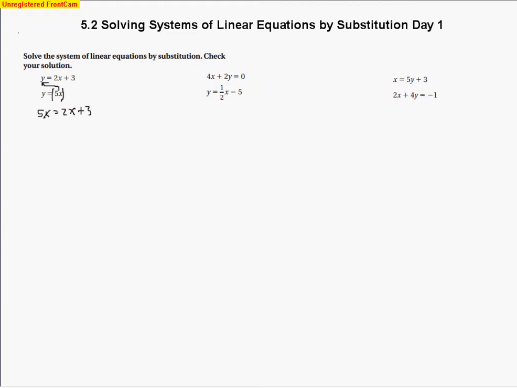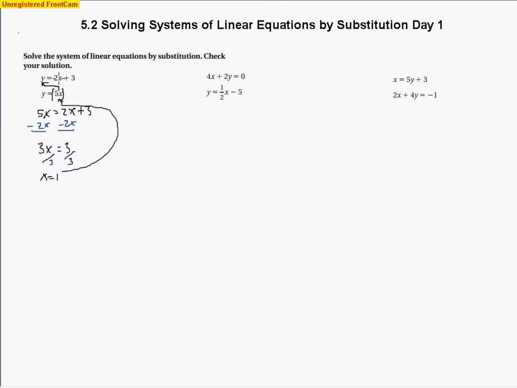So now I just have to use some opposite operations. So I'm going to go ahead and subtract the 2x from all sides, and that'll get the x's all on one side of the equal sign. And so now I have 3x equals 3. So when I divide by 3, I'll get x. X is 1.